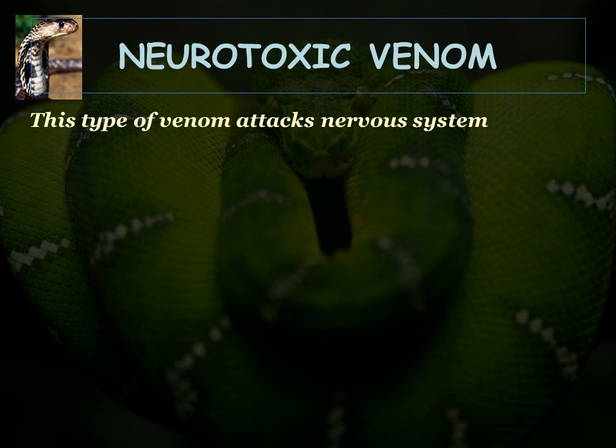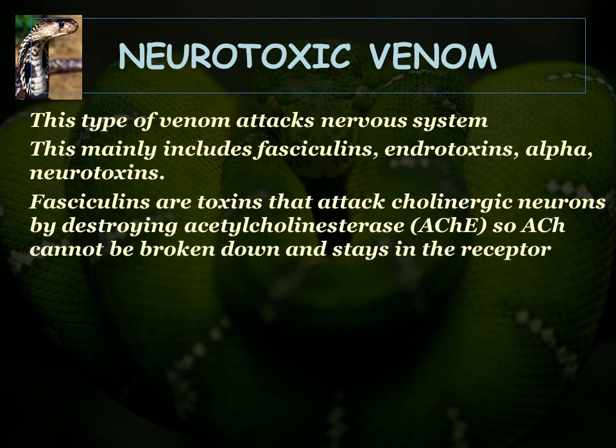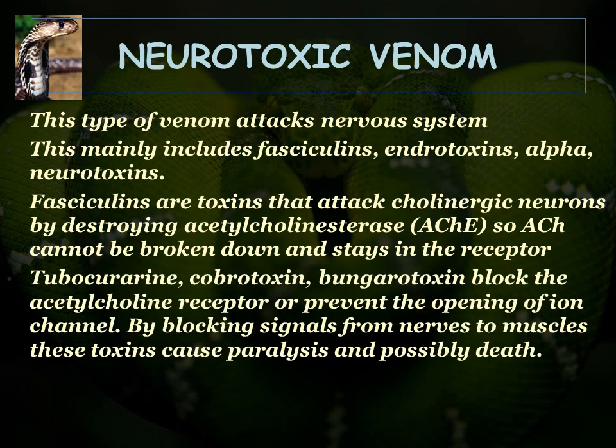As the name suggests, this type of venom usually attacks the nervous system and is mainly made of fasciculins, enterotoxins, and alpha neurotoxins, which are the enzymes usually found in neurotoxic venom. Now, these fasciculins attack the cholinergic neurons by destroying the acetylcholinesterase. So the acetylcholinesterase enzyme is not there. Naturally, the acetylcholine cannot be broken down and it stays at the receptor end for a long time.